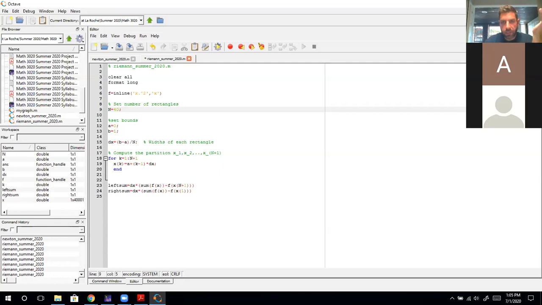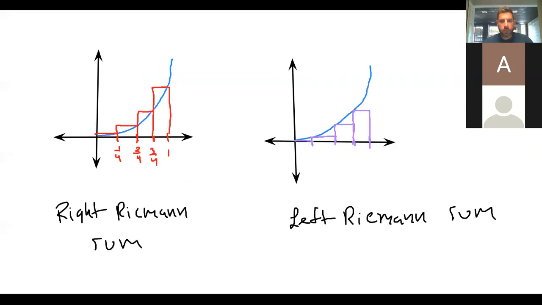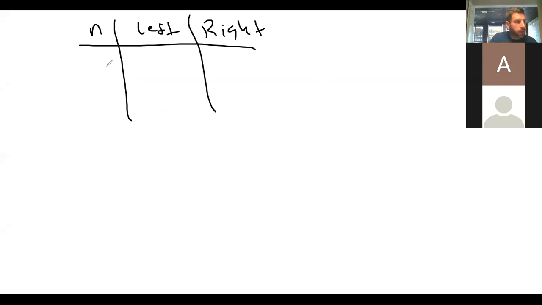I'm interested to see how you think it's good to share. But one way to do this would just be to make a table. You can say n, and then left, and then right. Then maybe you do a couple values, like 10, 100, 1,000, and you just list them by hand. You could type it into Excel, or Word, or do it on paper and take a picture. That's fine too.